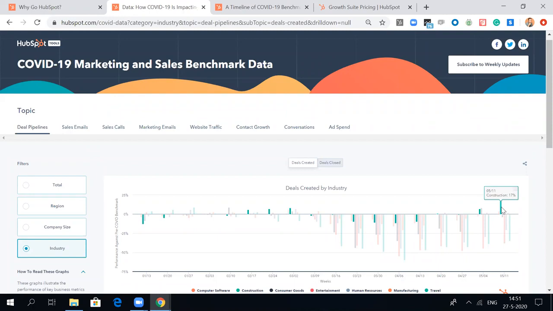Is that by number of deals or? This is volume, so this is pure volume. So it's not. We have amounts as well. The data is not taken into this benchmark.